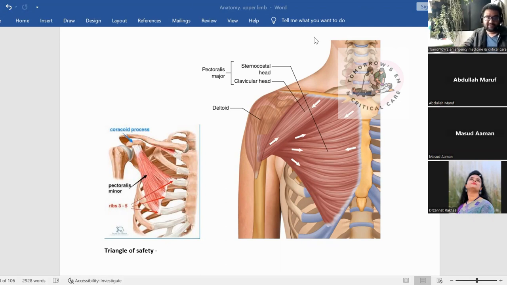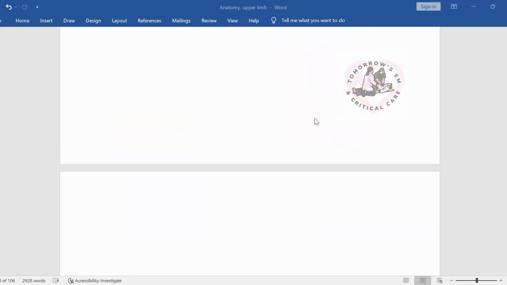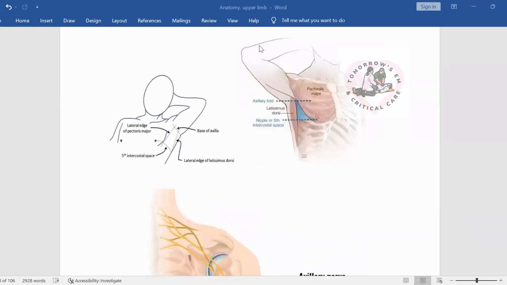Okay, I think we have completed the pectoral region. Now the triangle of safety, which I have already discussed. Dr. Maruf, please tell me the boundaries of the triangle of safety. Anteriorly, the lateral border of pectoralis major; inferiorly, the fifth intercostal space; posteriorly, the lateral border of latissimus dorsi. Pectoralis major, not minor, and latissimus dorsi, not serratus anterior. Keep it in your mind.